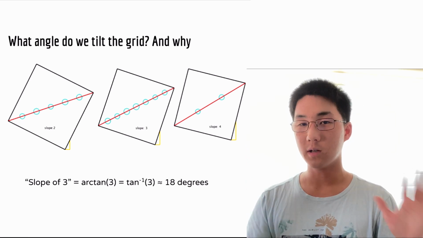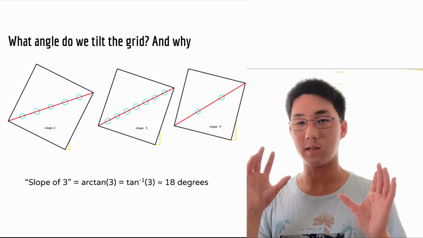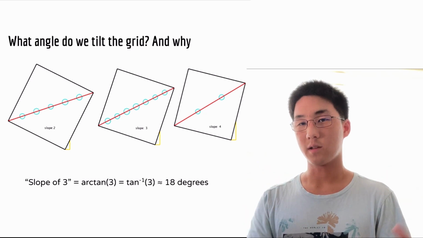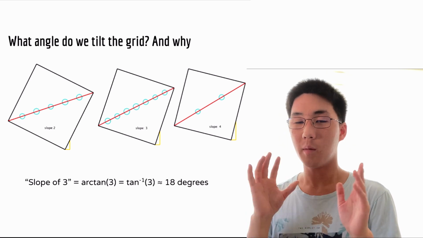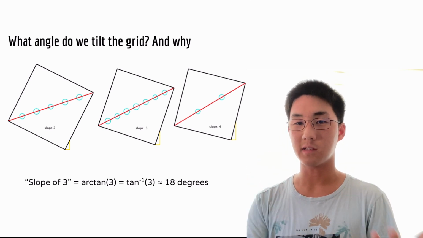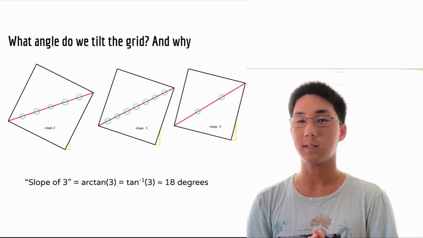Now, of course, we could tilt it at any angle we want with the same method. And you'll see what I mean later, but just for now, we're almost always going to be using the slope of 3 just because it's easier to fold. And that's quite an important aspect of design too.